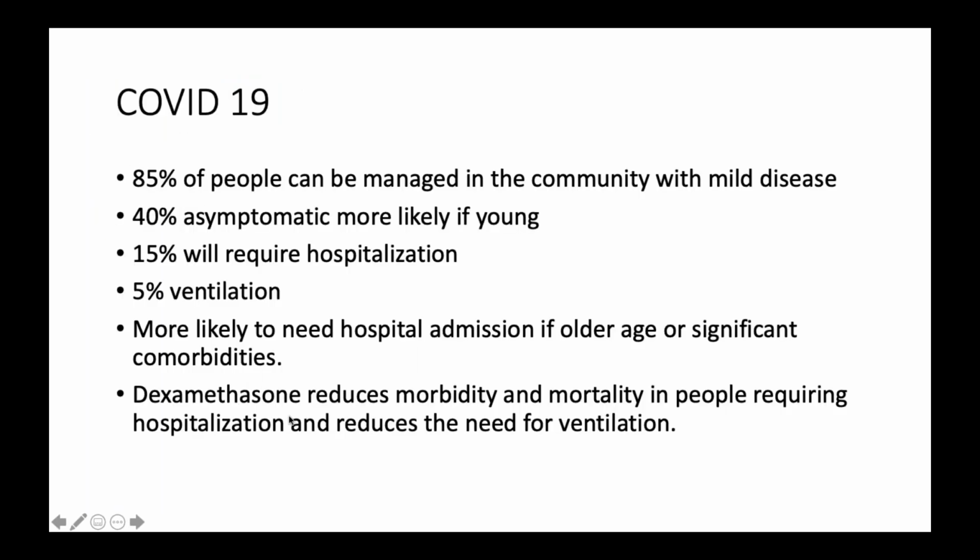So COVID-19, 85% of people can be managed in the community. They have mild disease. There's quite a large number of people who are either asymptomatic or so minimal symptoms, and that's much more likely if you're young. About 15% will require hospitalisation, so need oxygen, and about 5% will require ventilation. And you're much more likely to need hospitalisation if you're older or you have significant comorbidities. And when we're looking at treatment, there are some benefits, but the big gain really has been dexamethasone reducing both morbidity or mortality in people and reducing the need for ventilation.